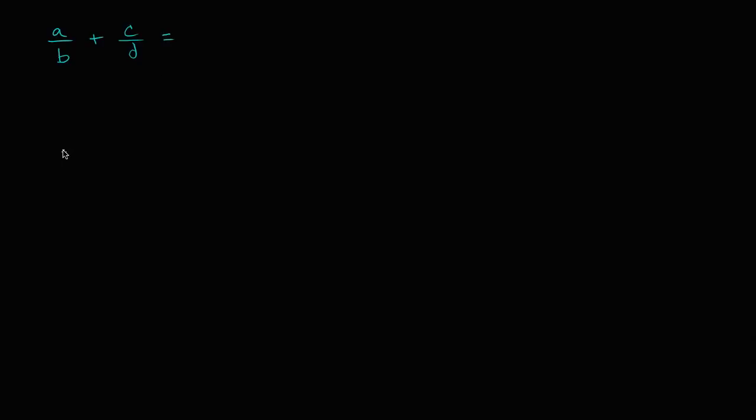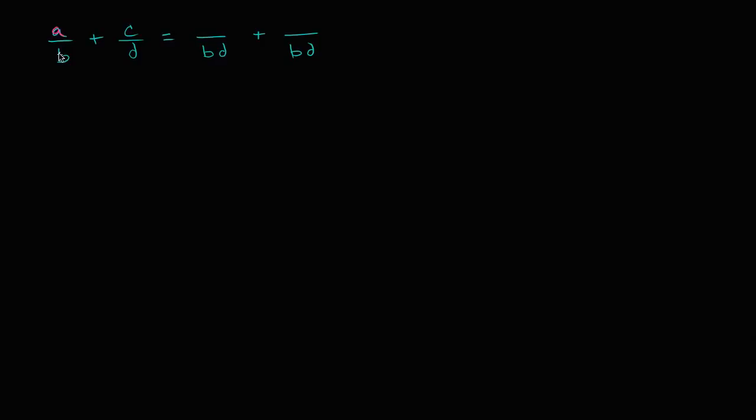Well, what we could do is we could find a common denominator. Well, over here, we don't know what b is, we don't know what d is, but we know a common denominator is just going to be b times d. That is going to be a common multiple of b and d. So we could rewrite this as two fractions with the common denominator bd. So plus over bd. Actually, let me color code it a little bit.